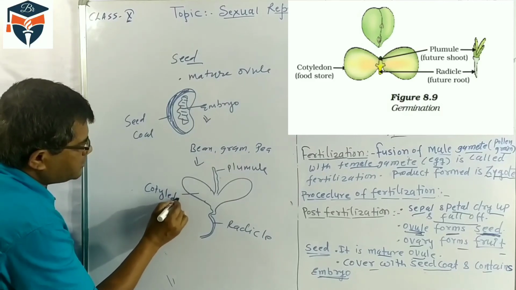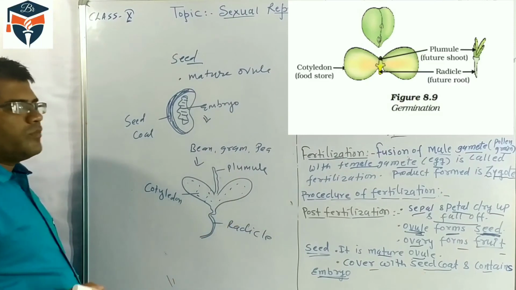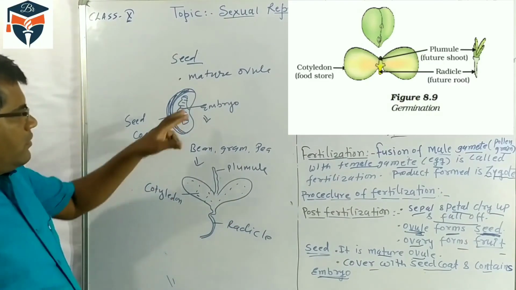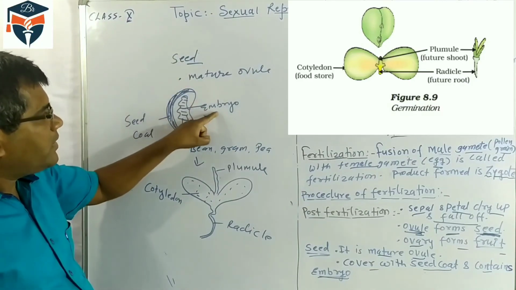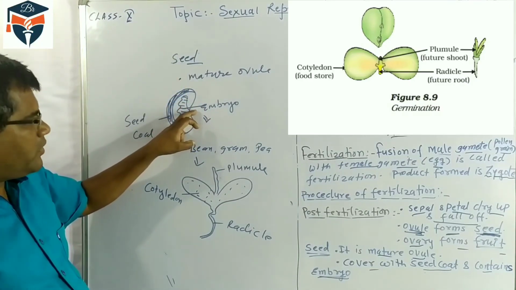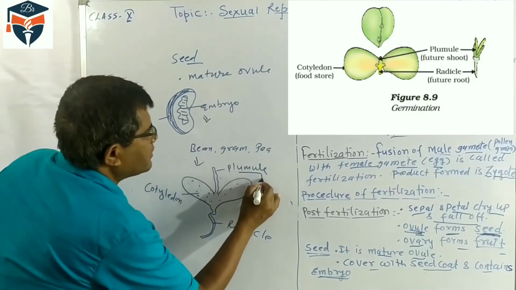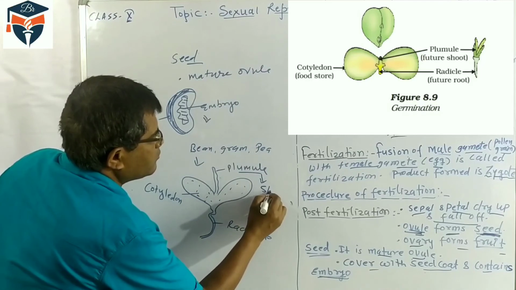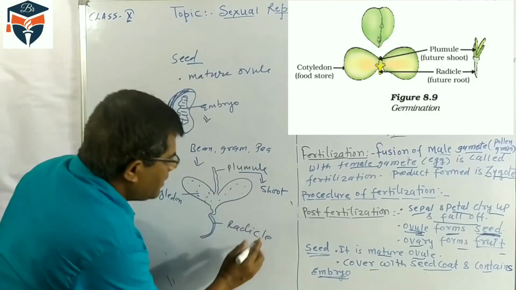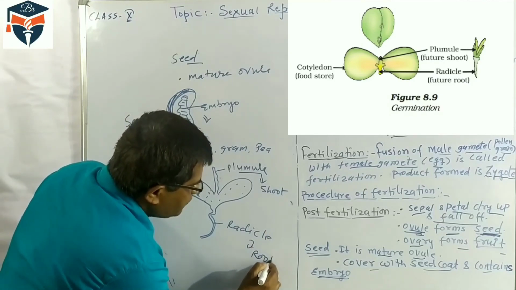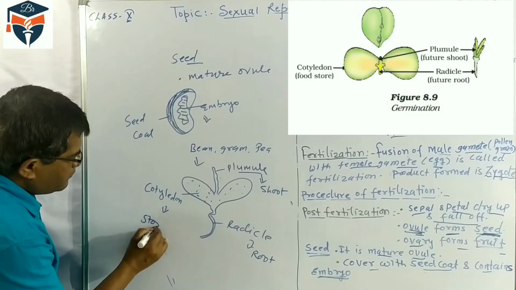This is a dicot seed, so two cotyledons are here, but in a monocot seed you will see one cotyledon. The seed has a seed coat, the outermost covering, and a baby plant which we call the embryo. What is the structure of the embryo? The embryo has a plumule, which develops into the shoot, or stem, and a radicle, which develops into the root, and the cotyledon stores food.